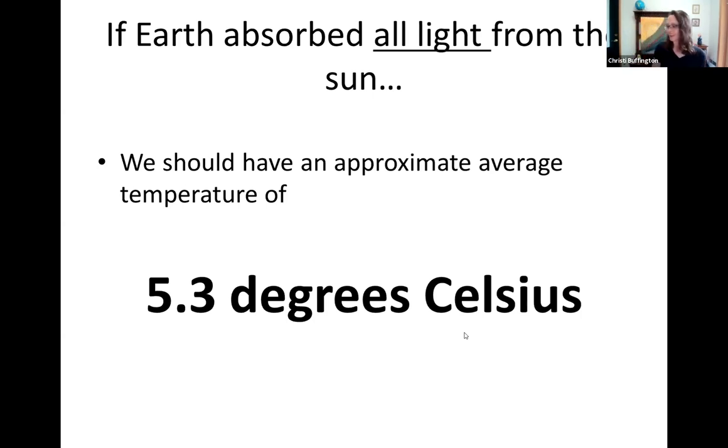Yeah, Susan, you're right. We were all way off. What is 5.3 degrees Celsius in Fahrenheit? Anybody jump to it quickly? Put it in the chat. Awesome, thanks, Nicolette. 43 degrees Fahrenheit is what it would be if Earth absorbed all the light from the sun with no atmosphere.